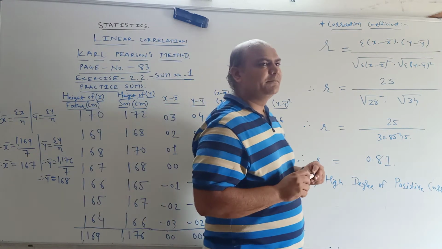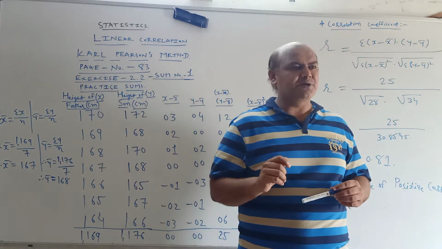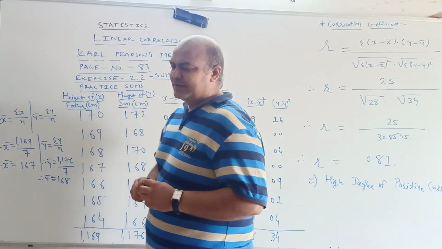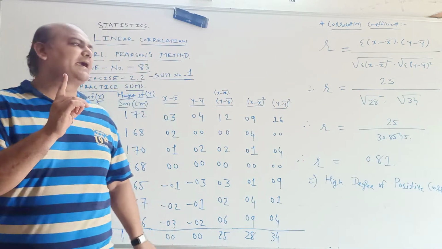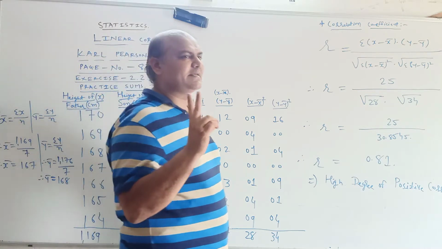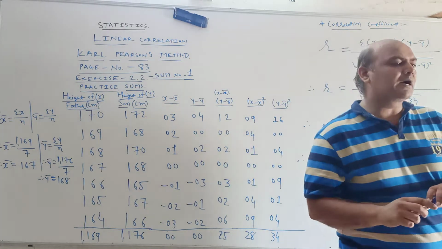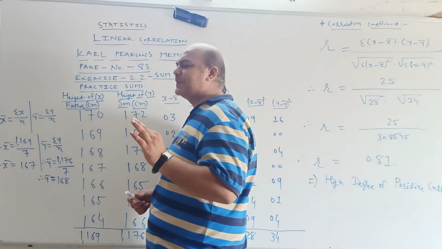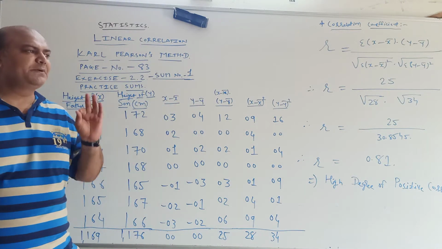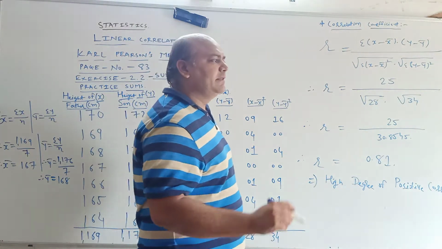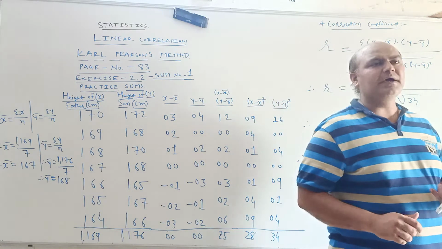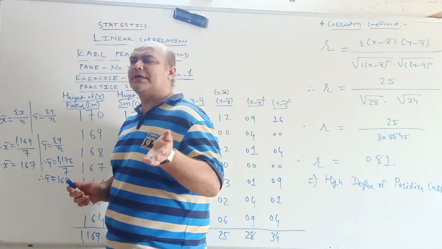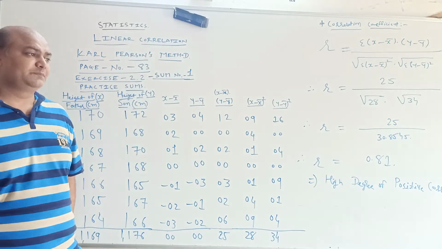As you are all aware, in the linear correlation chapter there are three different methods we have to study. The first is the scatter diagram method. The second is the method of Karl Pearson, and the third is Professor Spearman's rank correlation method. In the Karl Pearson method, we have different formulas and different applications of that particular formula.